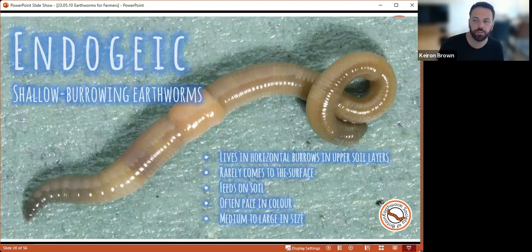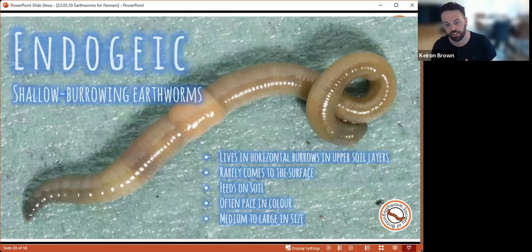So we started with the deep earthworms. We've then got the endogeic earthworms. These are the shallow burrowing earthworms, and these live in horizontal burrows in the upper soil layers. They rarely come to the surface. They feed almost exclusively on soil, so they're just munching through that topsoil where they live. And they're often really pale in colour, so they look quite different to the anecic earthworms in terms of colour.